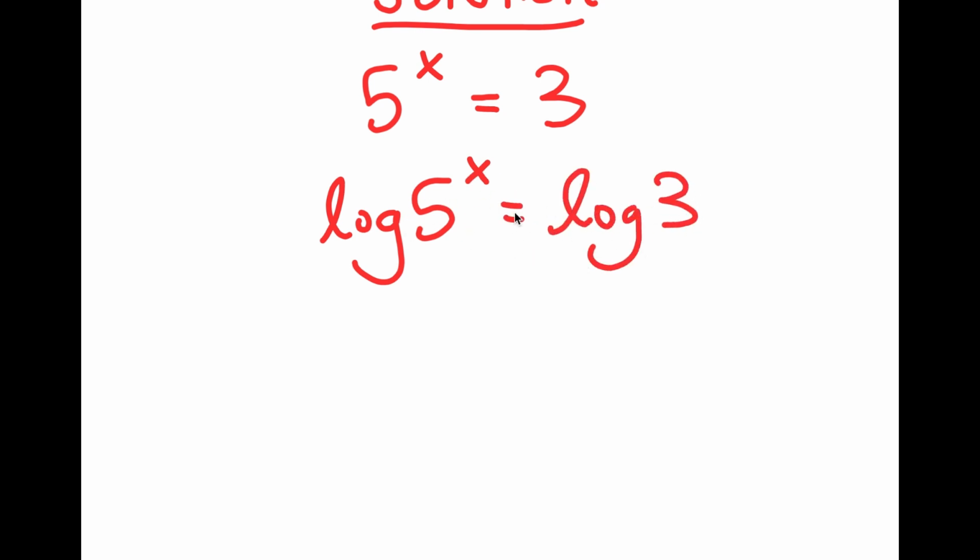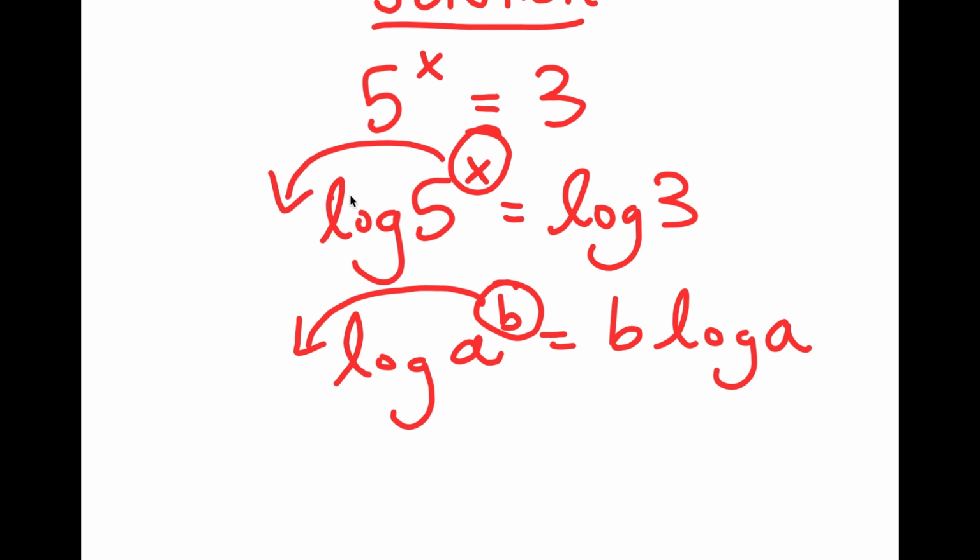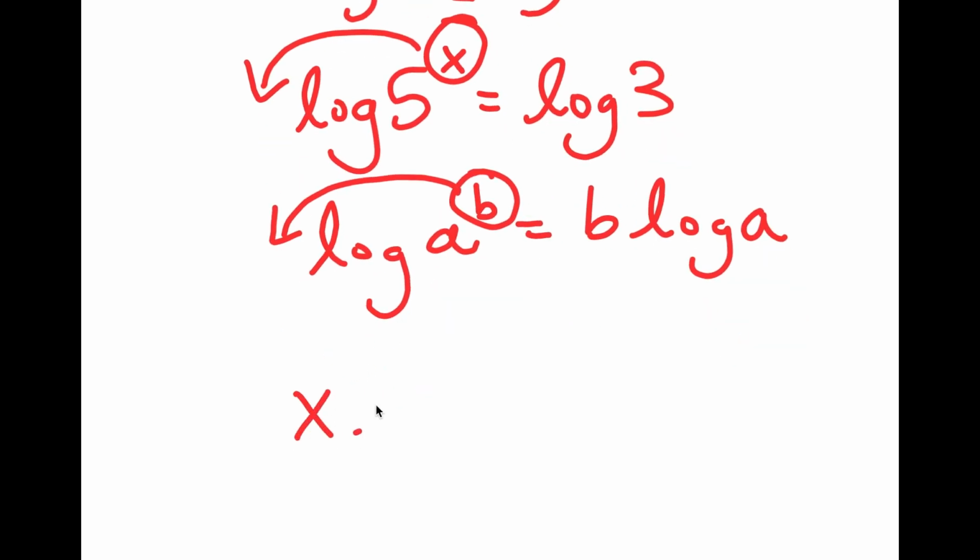And now the reason I took the log on both sides is because I can use the property log a to the power of b, and I can move b to the front, so this is the same thing as b times log a. And this is what is really helpful about logarithms. You can change exponents into real terms. So I'm going to use this property for log 5 to the power of x and move x to the front. So now I get x times log 5 is equal to log of 3.